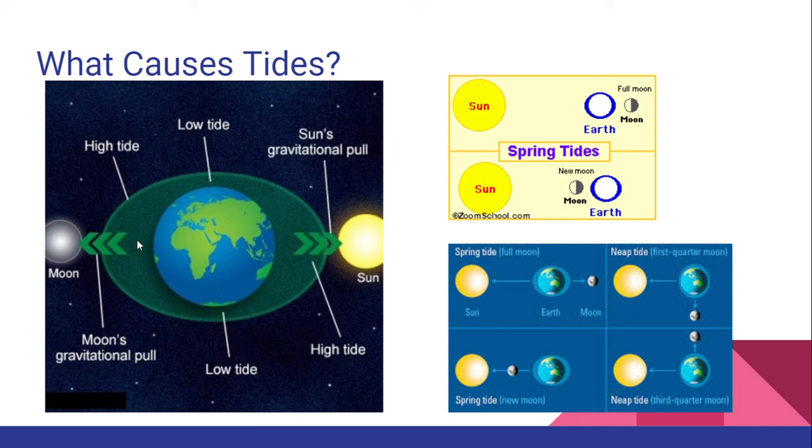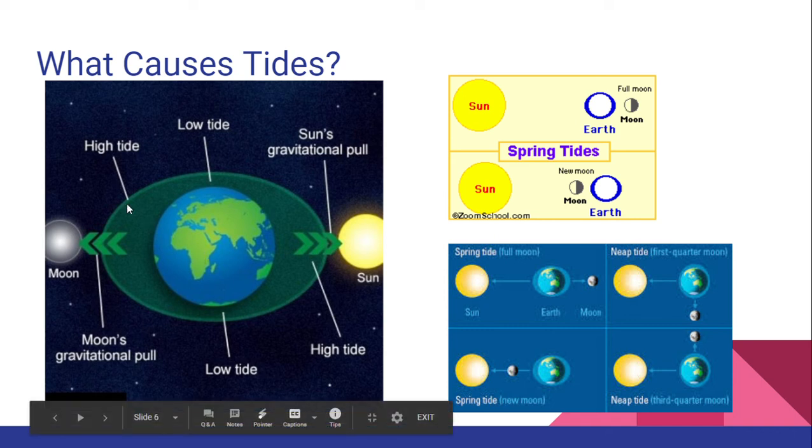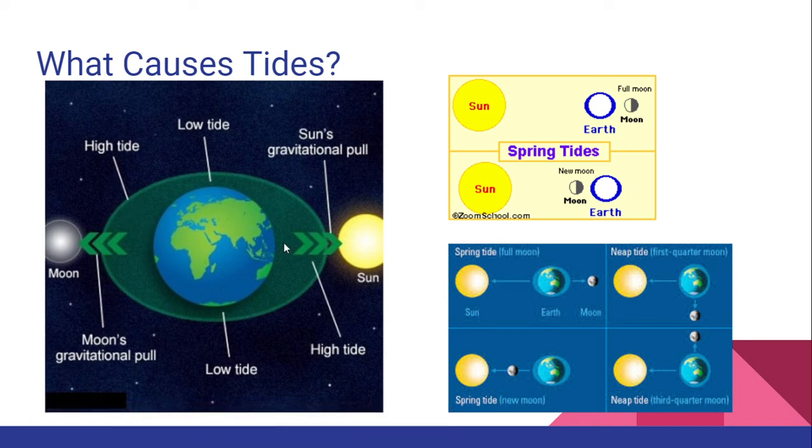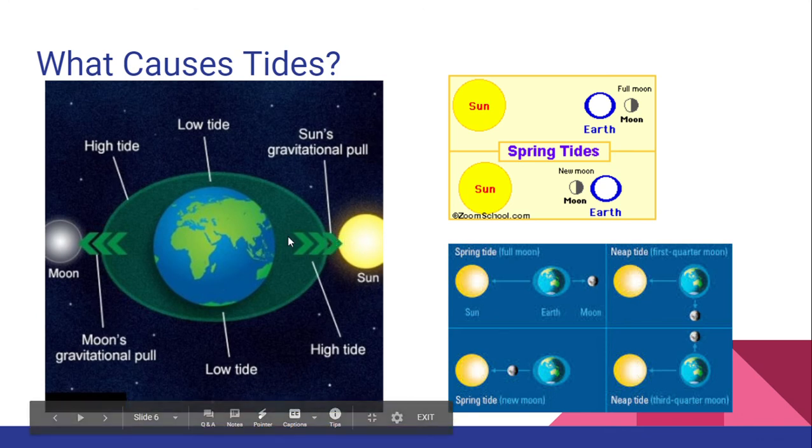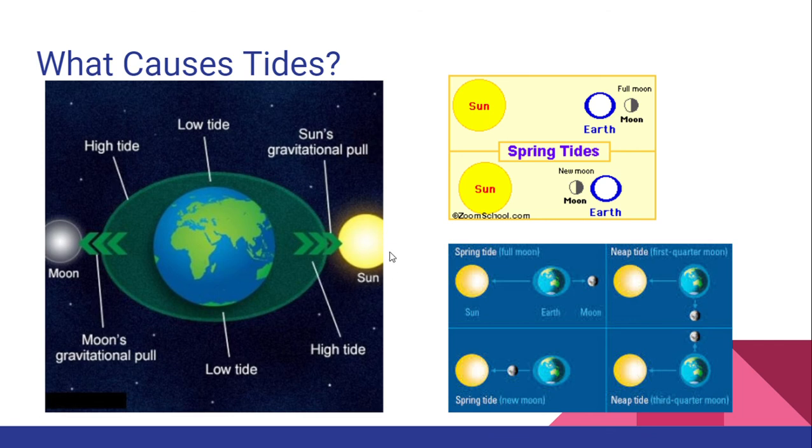Just like the Moon has a gravitational pull on the Earth, so does the Sun, and the effects are essentially the same. The Sun pulling on the Earth does not move the Earth closer to the Sun or the Sun closer to the Earth, but it causes the water to be brought up and rise, forming the high tides.